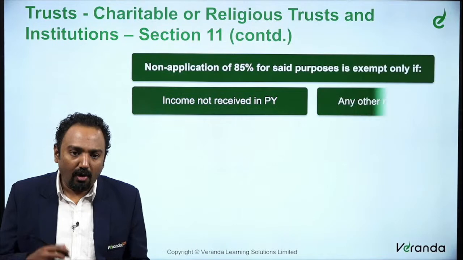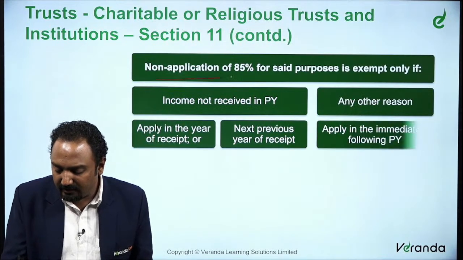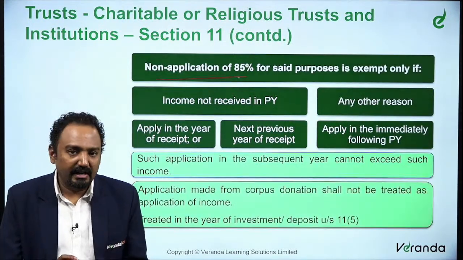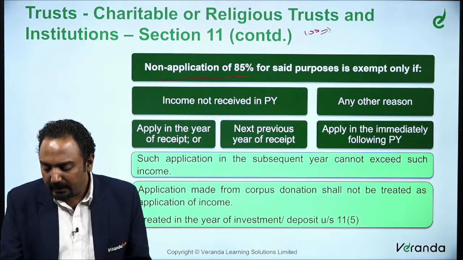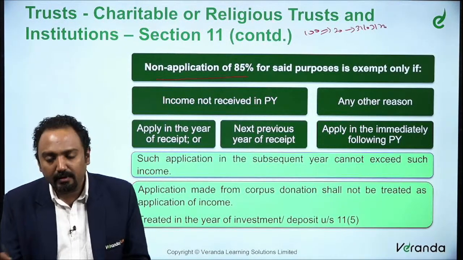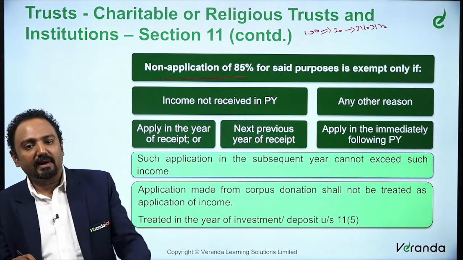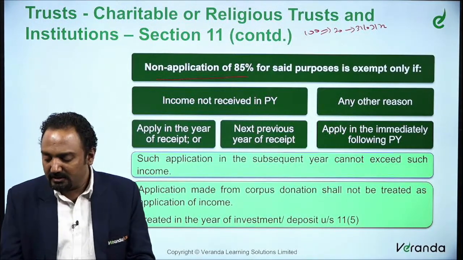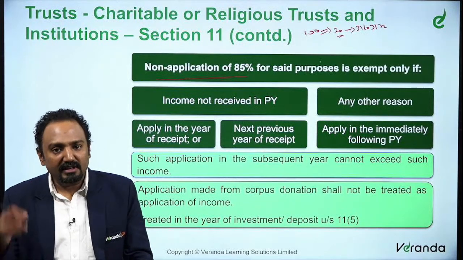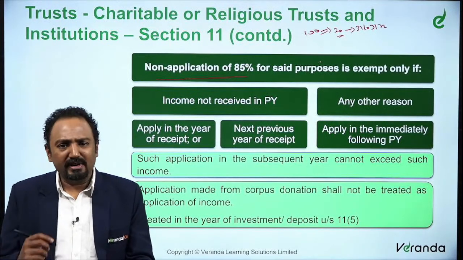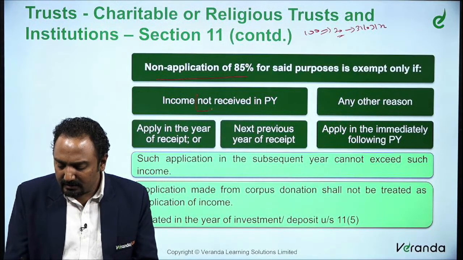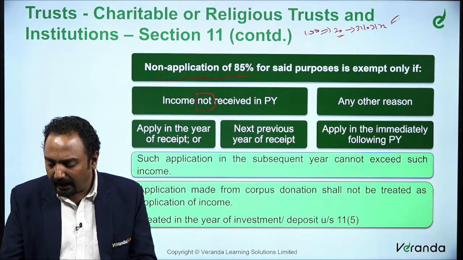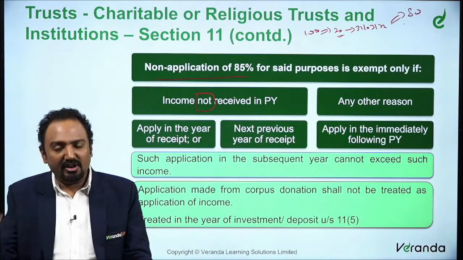And then what if there is non-application of 85% itself? Yes, I need to spend 85, but let's say I actually had 100, out of which my receipt of 20 was on 31st March 22. Now I need to spend it on the same day, right? At least 85% of this 20 I need to spend on 31st March itself. Is it possible? It's very difficult, right? So what happens is, if income is not received in the previous year, that is if it is not received at all, so the 80 is actually not received at all.